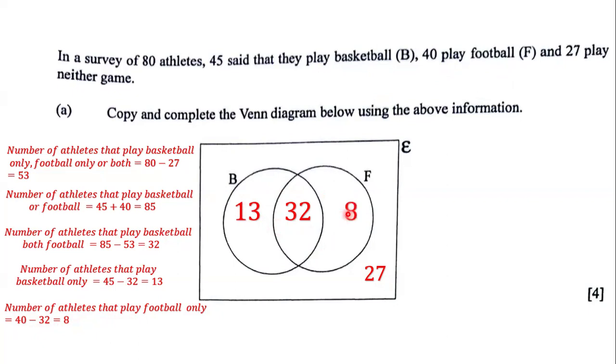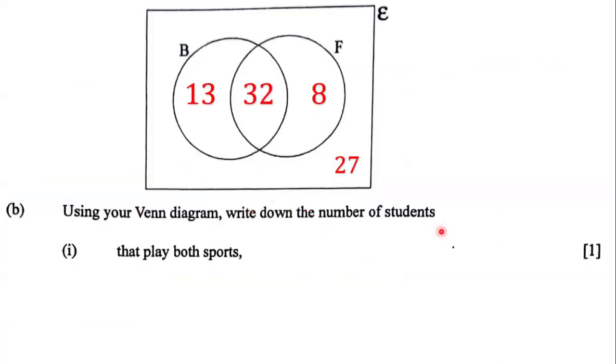And it makes sense because if we add 13 and 32, we should get what? What should we get when we add 13 and 32? That would be the number of people who play basketball, which is going to be 45. And if we add 32 and 8, we get 40, and 40 play football. And so our diagram is definitely correct.